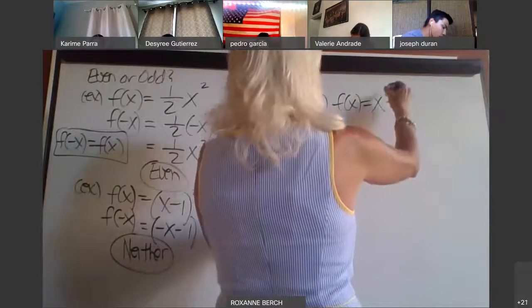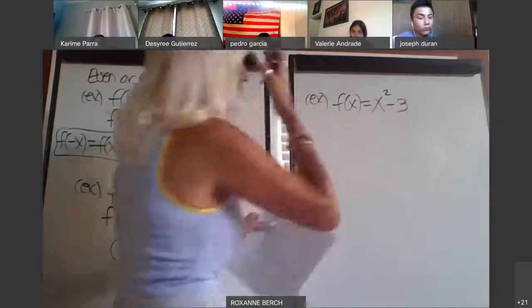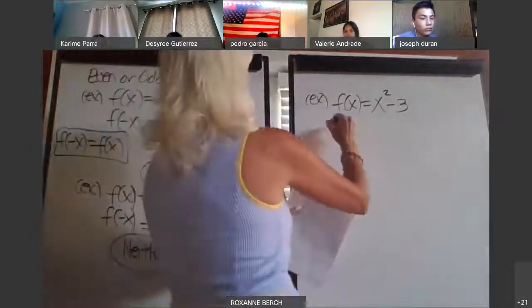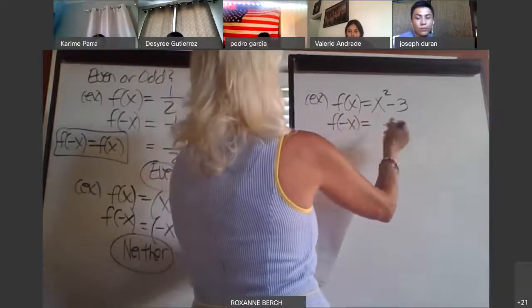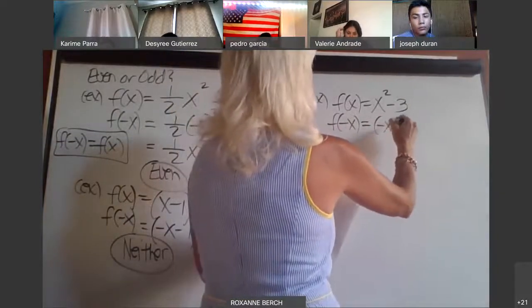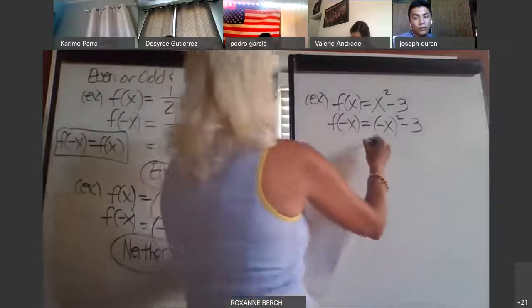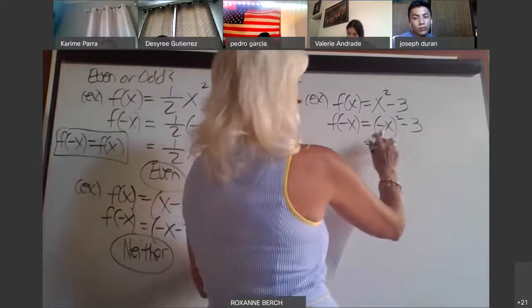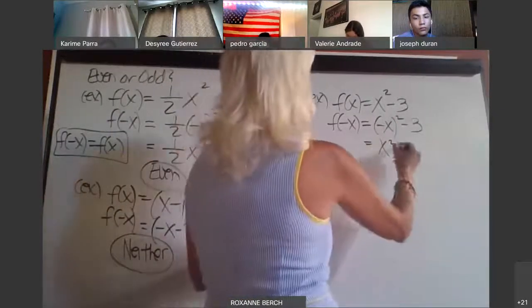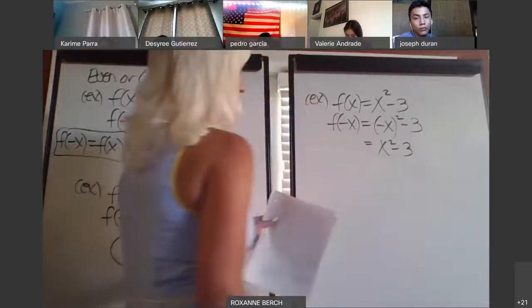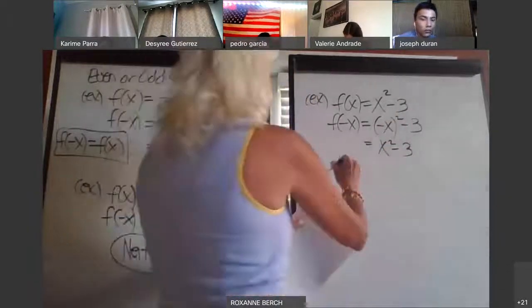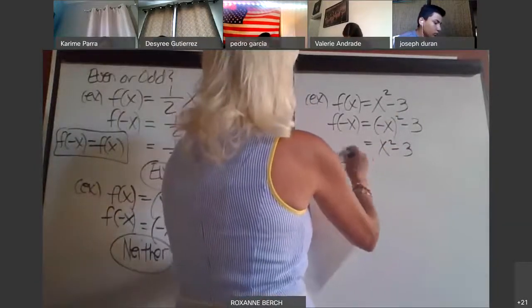Let's do another. So once again, we don't have a graph. So when you put in a negative x, this would be negative x quantity squared. And this turns out to be x squared because the negative is part of the power. That's exactly like the function. So that would be even. And that is symmetry with the y-axis.